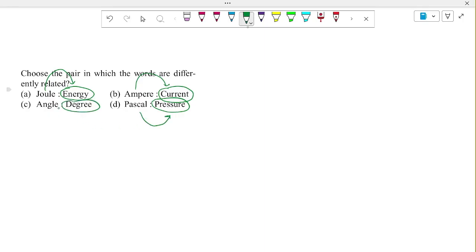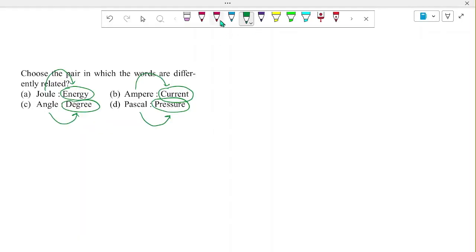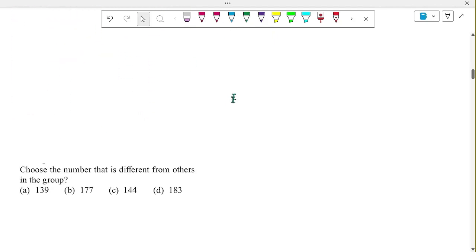You can see, energy is measured by what? Joules. Energy is measured by joules, you know that. Current is measured by ampere. Pressure is measured by Pascal. Degree is measured by angle. Is it correct? Is degree measured by angle, or is angle measured by degree? Actually, we measure angle by degree. So if you look at option C, it is in reverse order. So the odd one here will be C. Fine. I'll go to the next one.